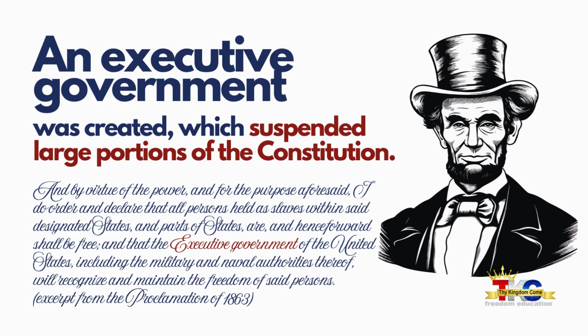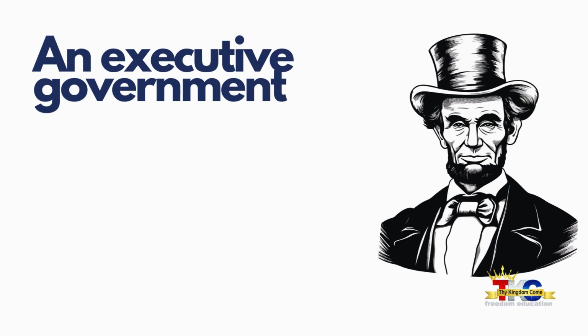And by virtue of the power, and for the purpose aforesaid, I do order and declare that all persons held as slaves within said designated states and parts of states are and henceforward shall be free, and that the executive government of the United States, including the military and naval authorities thereof, will recognize and maintain the freedom of said persons. Excerpt from the Proclamation of 1863.